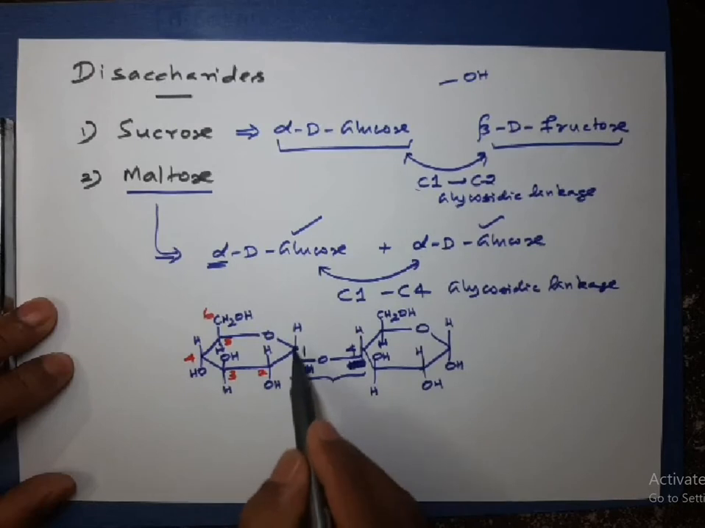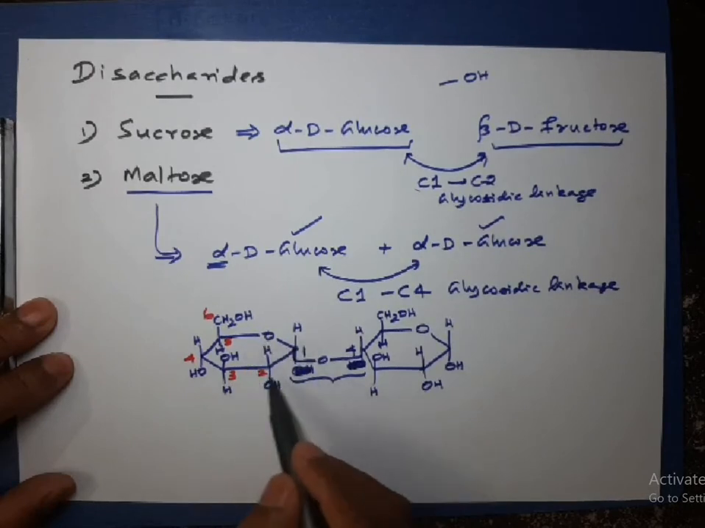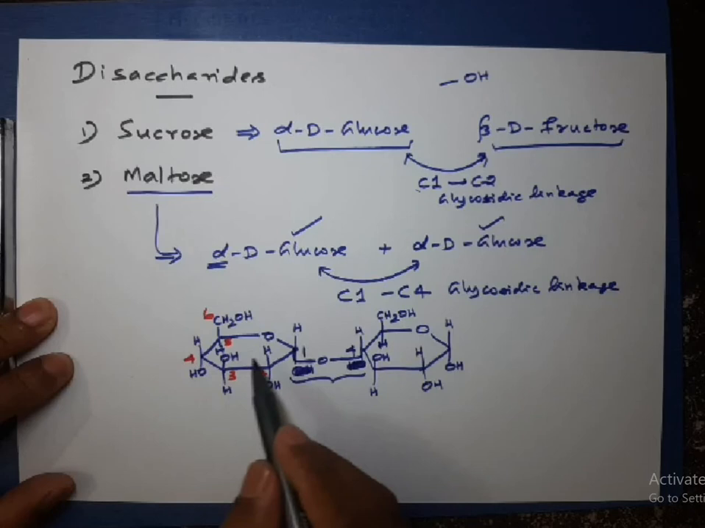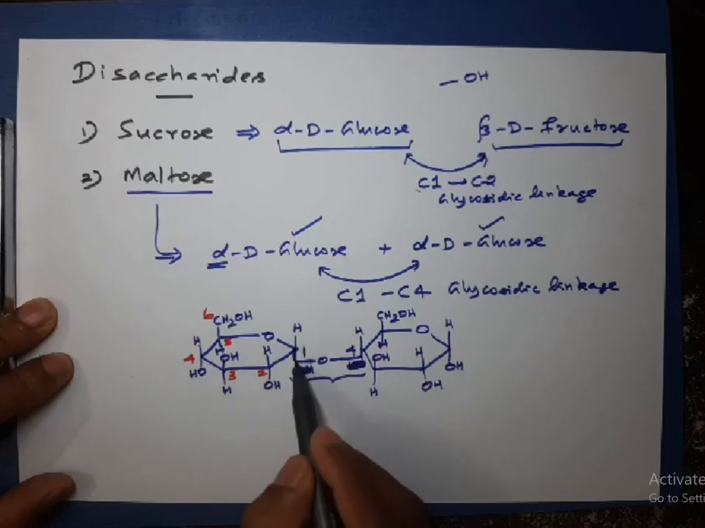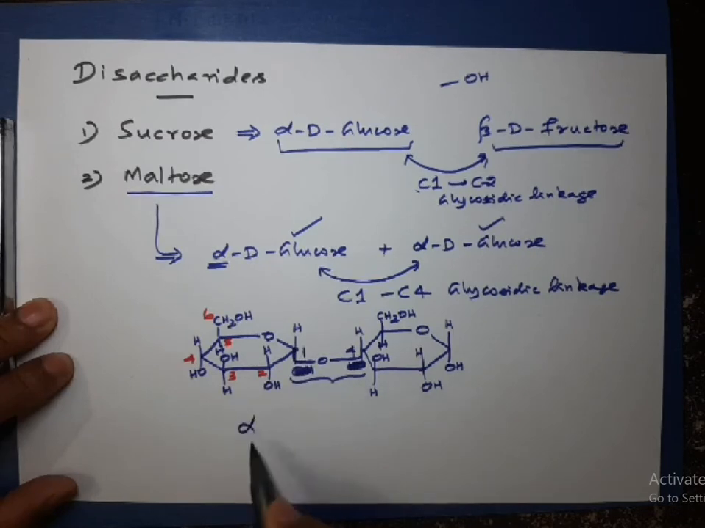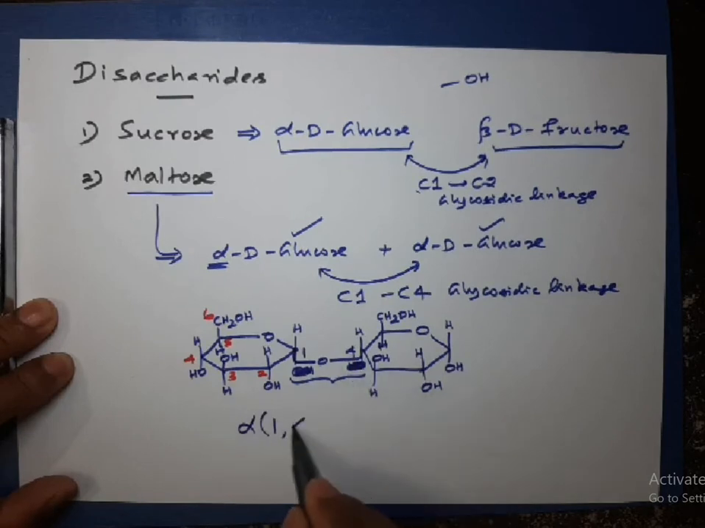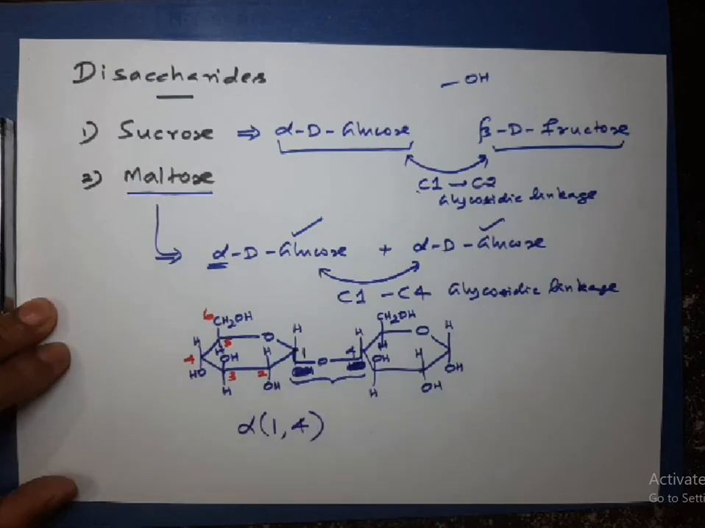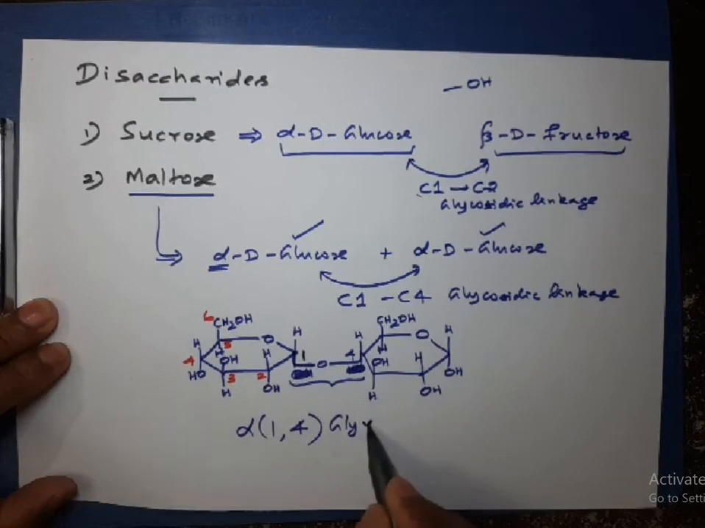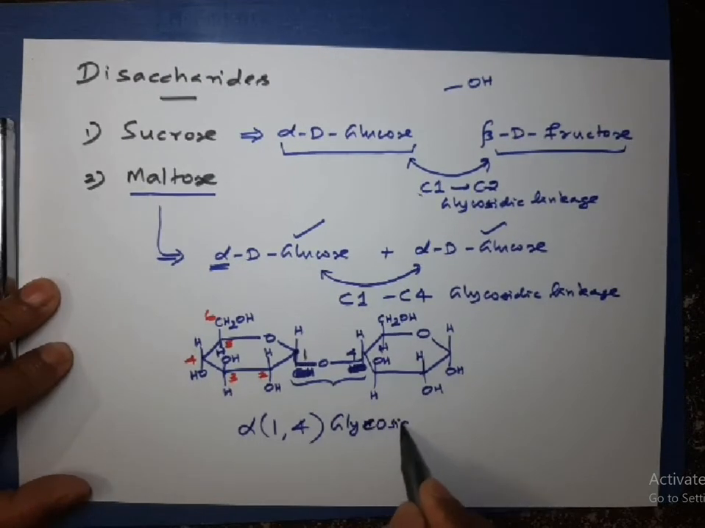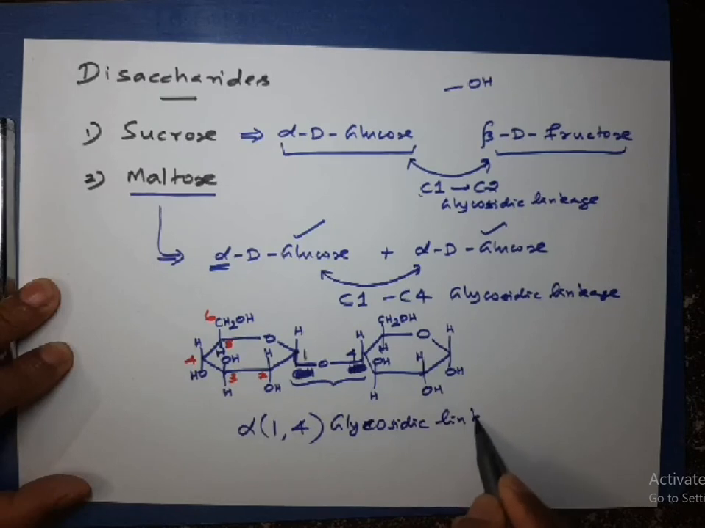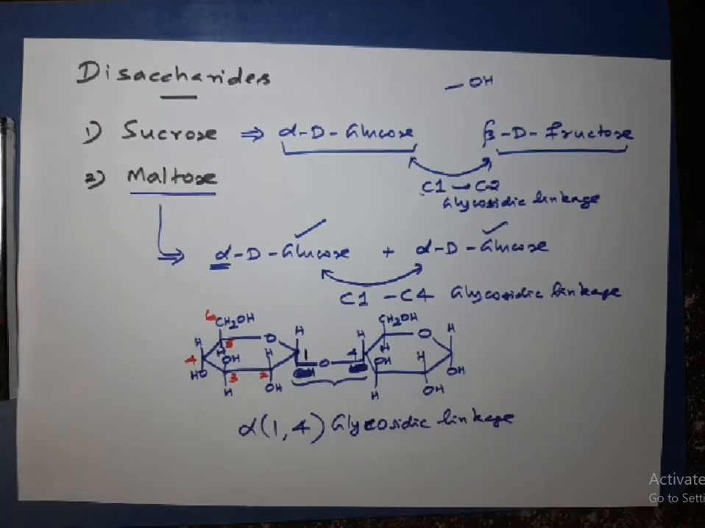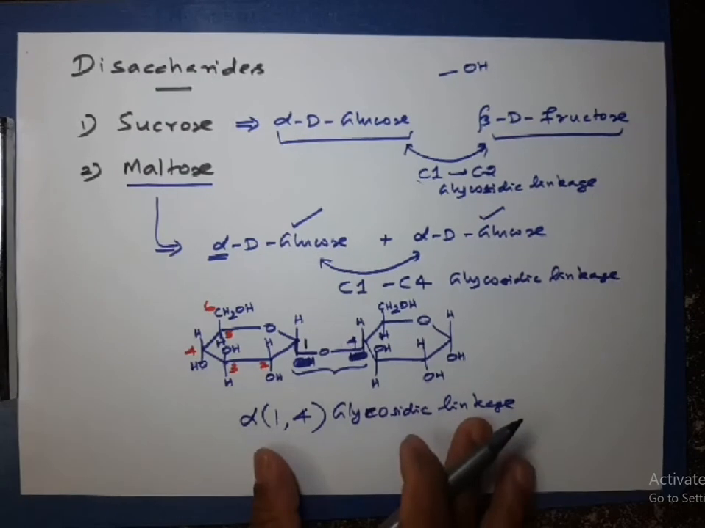Since it is alpha with respect to this glucose, this OH group is already present in the alpha position, so it is called alpha. This is carbon number 1, and this is carbon number 4, so it is an alpha 1,4 glycosidic linkage. The glycosidic linkage exists between carbon 1 and carbon 4 in maltose. This is the structure of maltose.